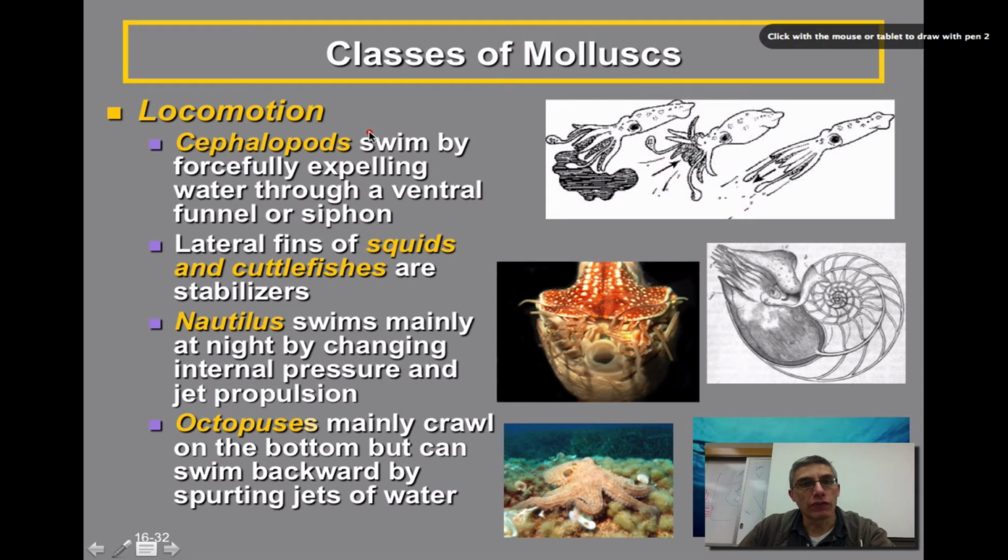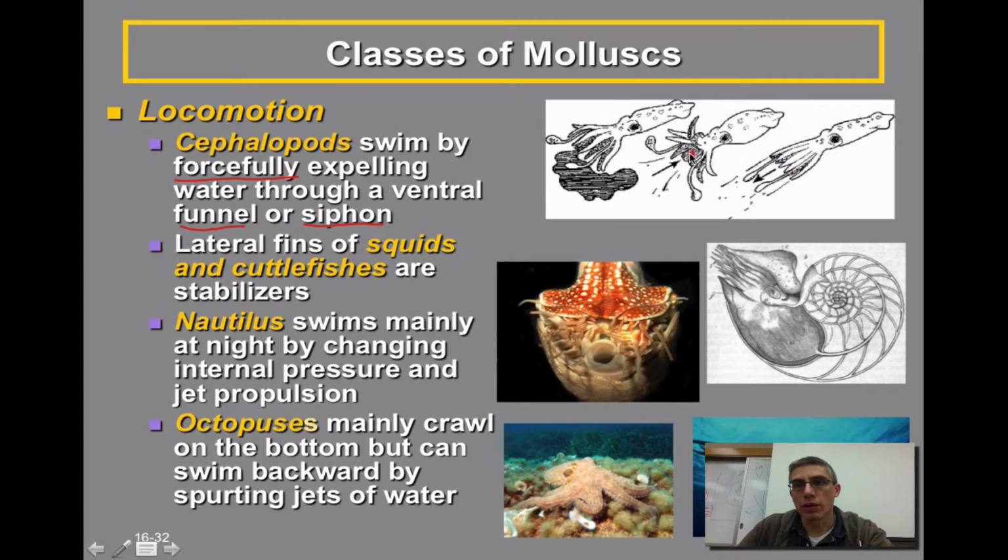Now in regards to locomotion in cephalopods, there's going to be some various ways that these animals are going to get from place to place within their environment. Now, most of the cephalopods do have the ability to forcefully expel water through a ventral funnel or siphon found on that animal. Now, this is going to be a ventral structure, so it's going to be towards the bottom of the animal.